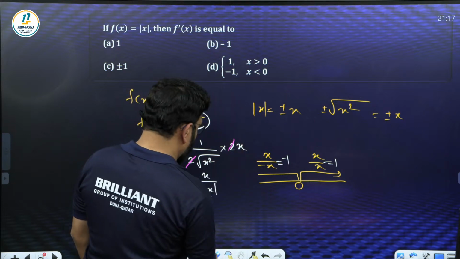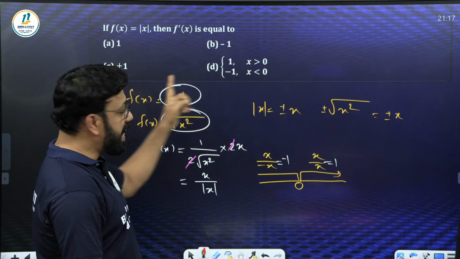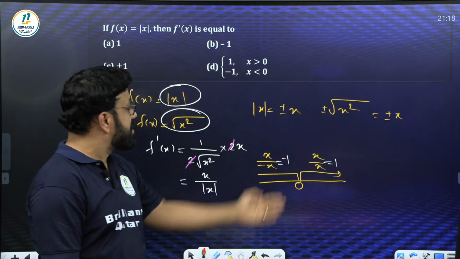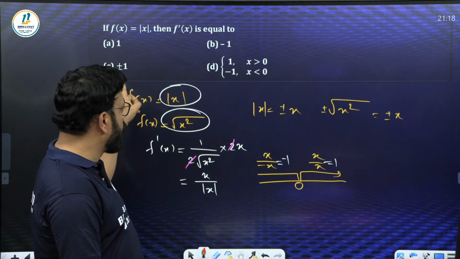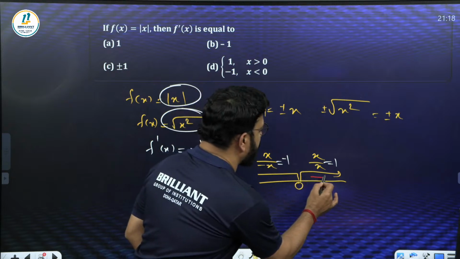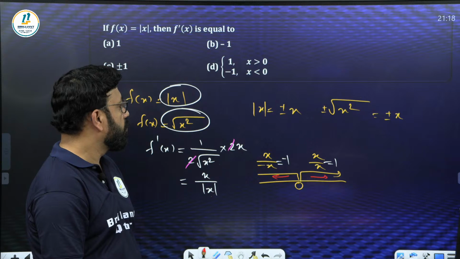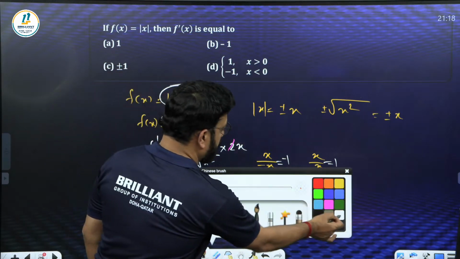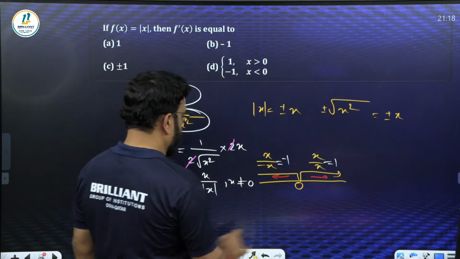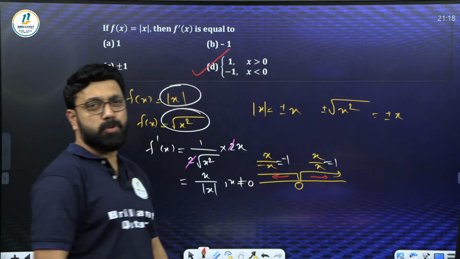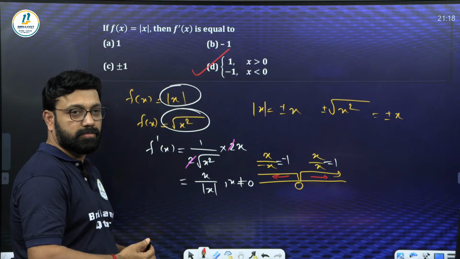So, which option is correct there? Very clearly given there. No, not plus or minus 1. x greater than 0, x lesser than 0, both conditions are different. You don't think C is the answer, no? Plus or minus 1? No. Since the denominator is not equal to 0, x is not equal to 0. Then the last one: x greater than 0, positive 1; x less than 0, negative 1. That is the answer. Clear?